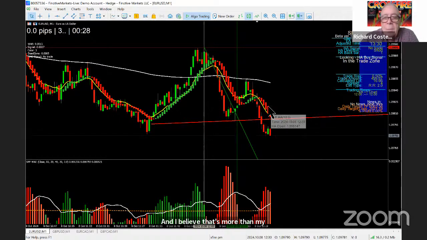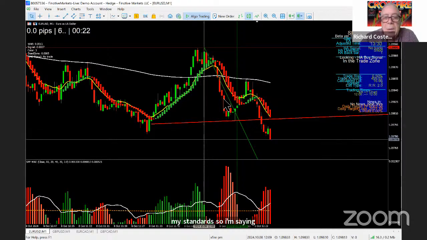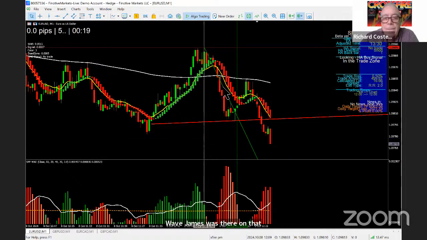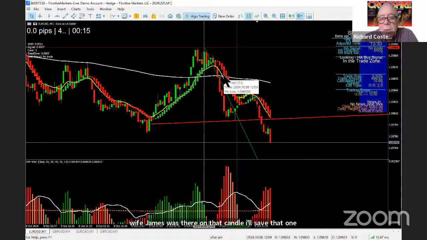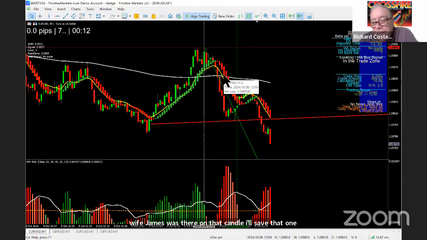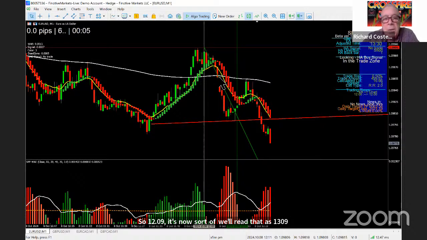So I'm saying the wave change was there on that candle. I'll say that one. So 1209, we'll read that as 1309. So that's 21 candles, but that is too far in the distant past for me to take that.